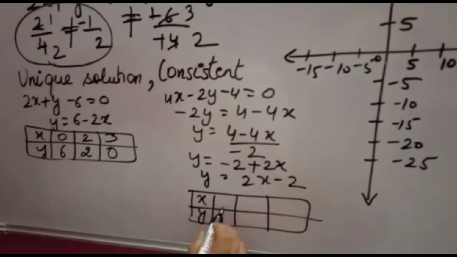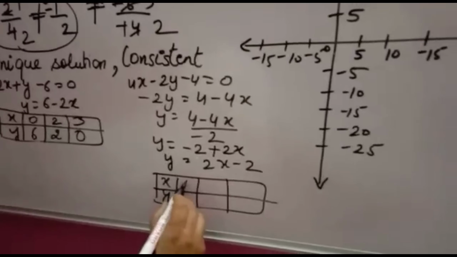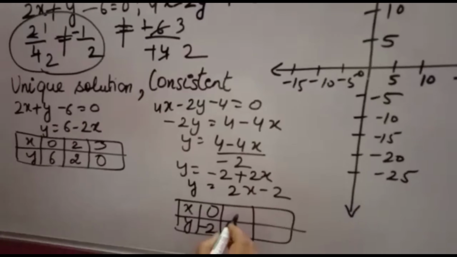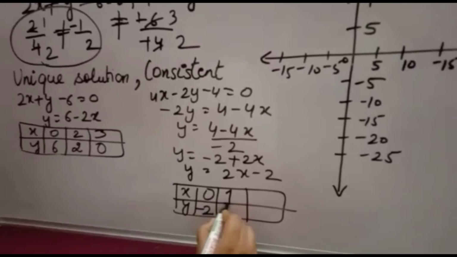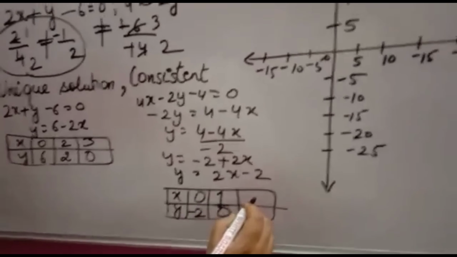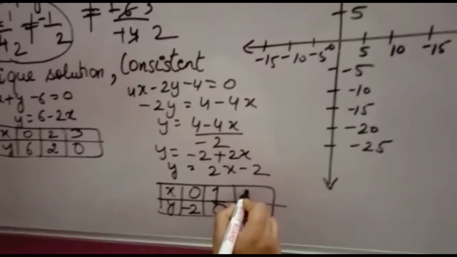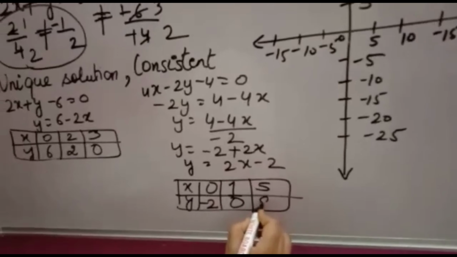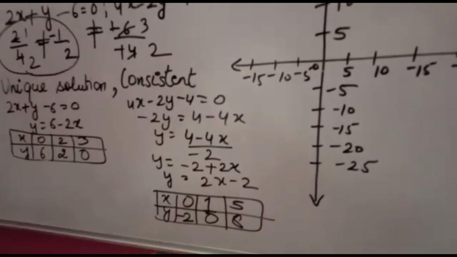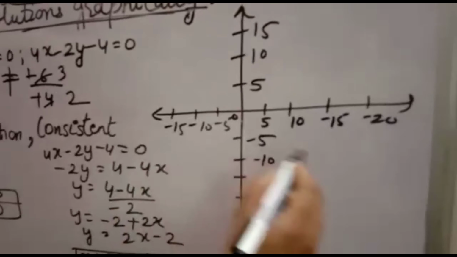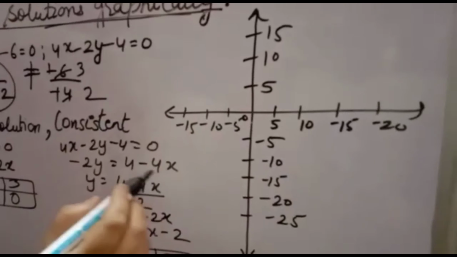Suppose you have given x value 0: 2 into 0, 0, 0 minus 2, minus 2. Then x value you will give 1: 2 into 1, 2, 2 minus 2, 0. Then suppose you are giving x value 5: y is equal to 2 into 5, 10, 10 minus 2, 8. Any other value also you can take. Now you have to plot the graph on the graph paper. I am telling you roughly how to do.